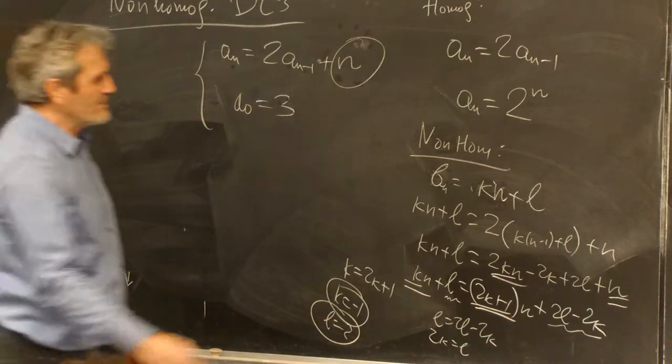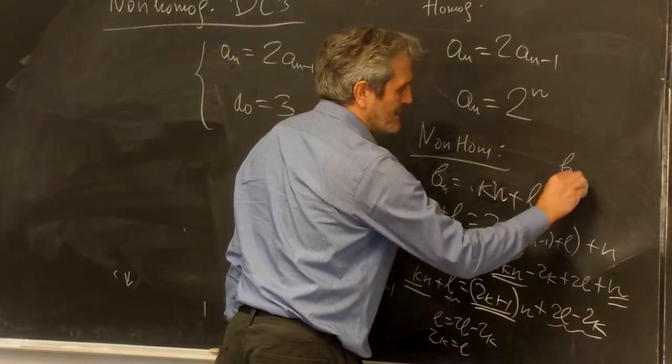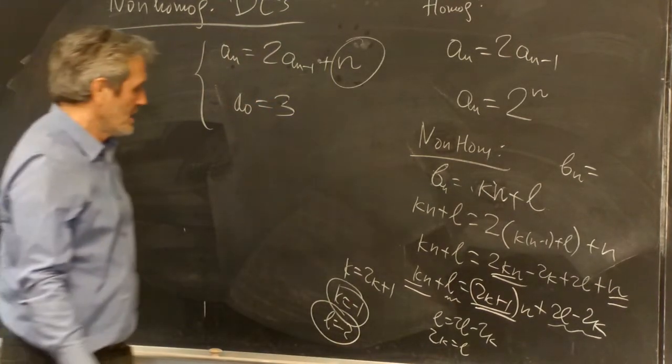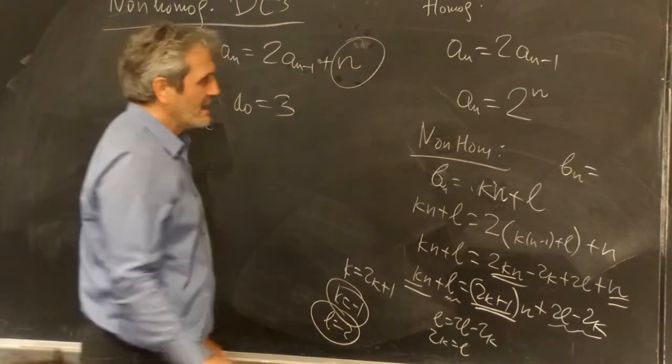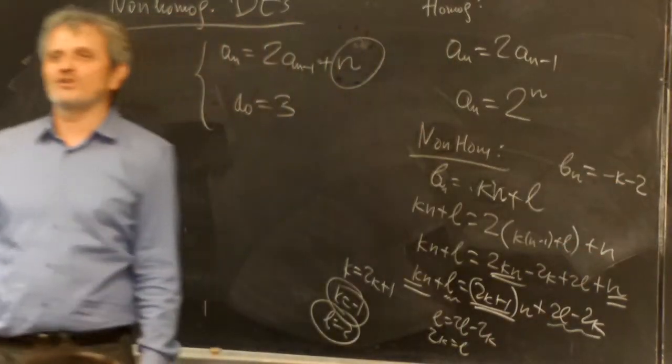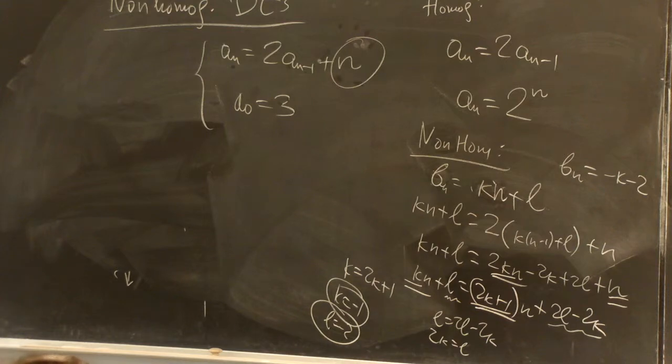So what would that be? My B_n is a solution of the non-homogeneous equation. It looks like what? Negative n minus 2. But that's only one solution. I want all the solutions. Yes, negative answer.